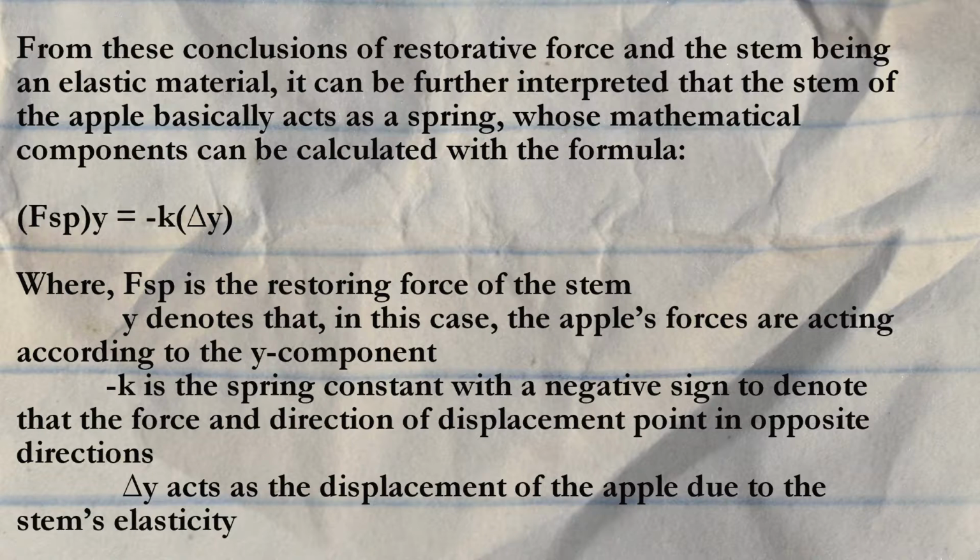Mathematical components can be calculated with the formula: restoring force of the stem, F_SP,y, equals negative k times delta y, where F_SP,y is the restoring force of the stem. The y denotes that in this case the apple's forces are acting according to the y component. k is the spring constant, with a negative sign to denote that the force and direction of displacement point in opposite directions. Delta y acts as the displacement of the apple due to the stem's elasticity.